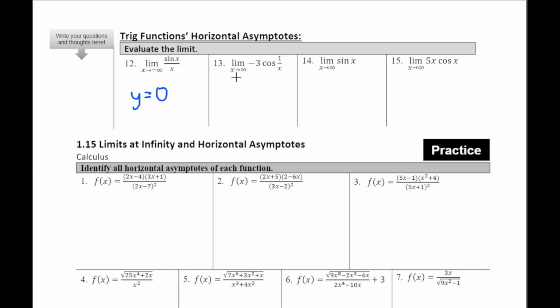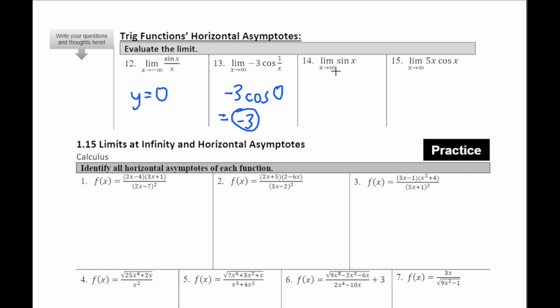This one right here, if you think about plugging in infinity to x, the 1 over infinity is the same as a 0. So we can rewrite the 1 over infinity as a 0 right here. That's -3 multiplied by 1, which is just -3.